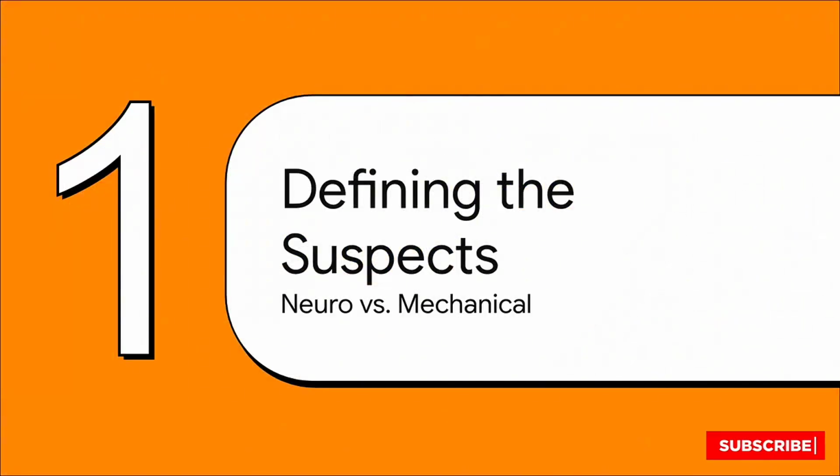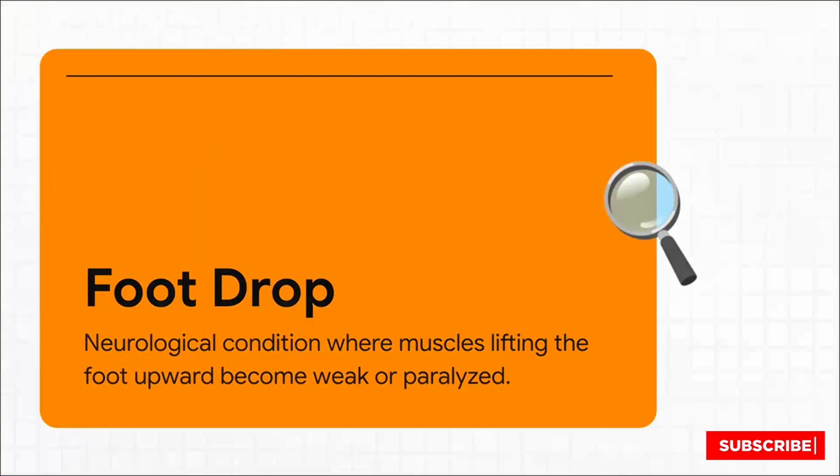Section 1. Defining the suspects. Neurological versus mechanical. Okay, our first suspect is foot drop. Now, this is primarily a neurological problem. It happens when the muscles responsible for lifting the foot upward simply become weak or completely paralyzed.